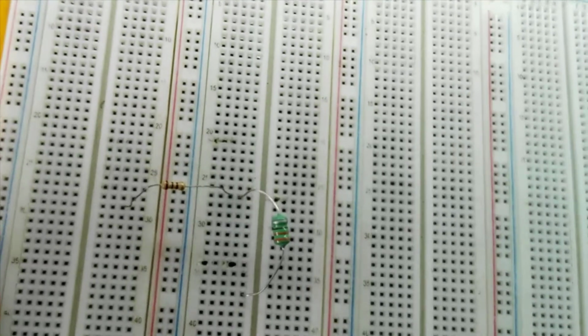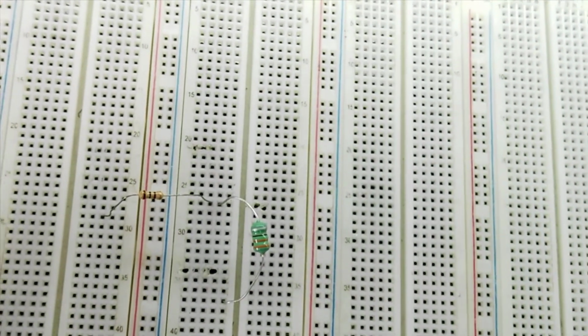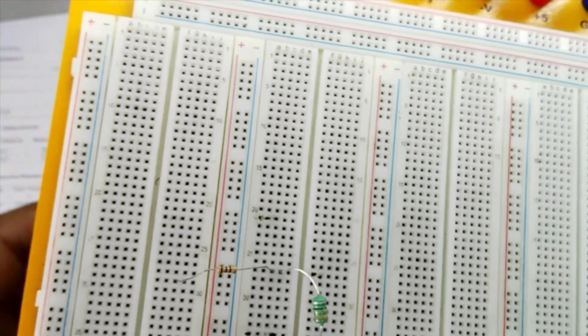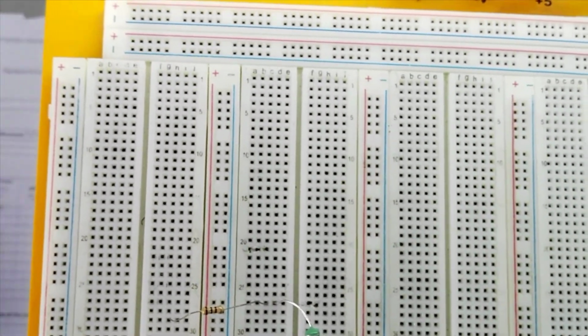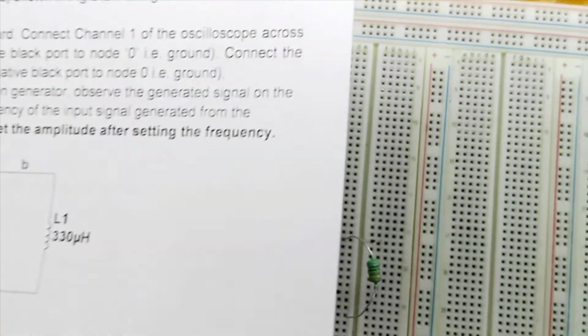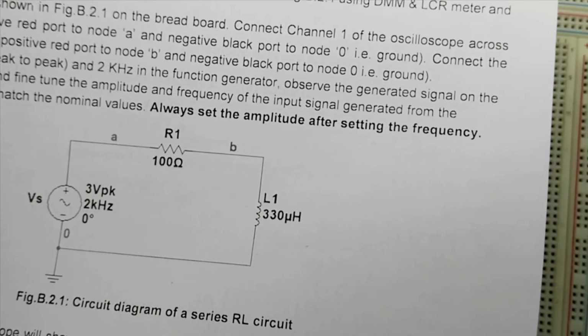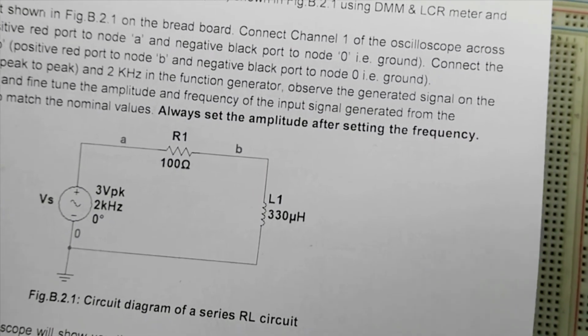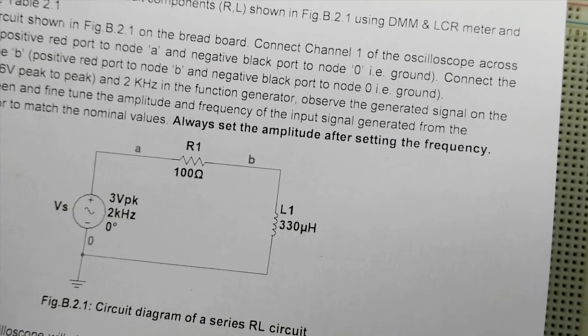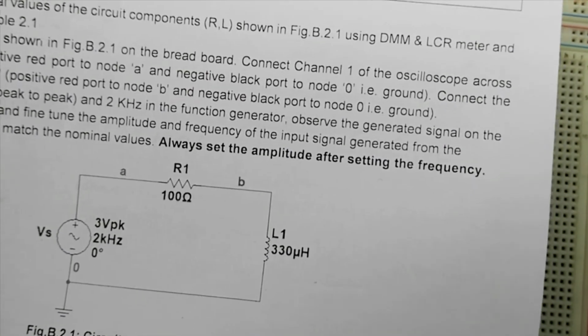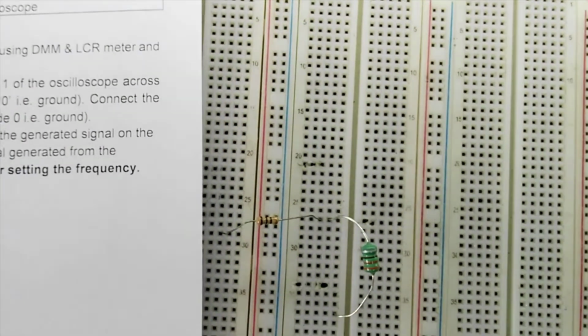So according to our circuit diagram, this is node B. This is node B because you see the common node where one leg of resistor and one leg of inductor meets is node B, which is seen here.